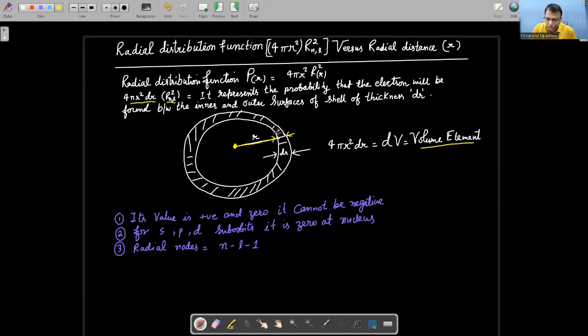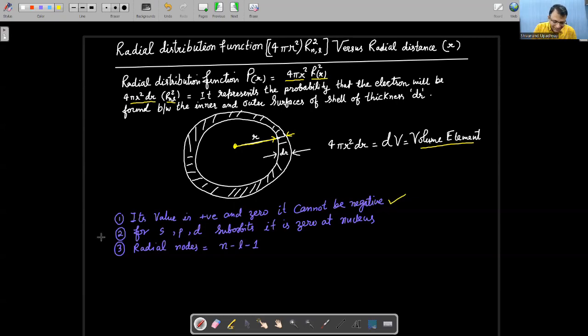But when we are going to draw the graph, we are going to draw the graph of the radial distribution function, which is defined as 4 pi r square into radial wave function square. So here 4 pi r square into capital R square versus radial distance we are going to discuss. So again, here there are certain points. The first point is, since it is related to probability of finding electron in a volume element, its value will be positive or 0. It cannot be negative. So the first point is common with that of psi square.